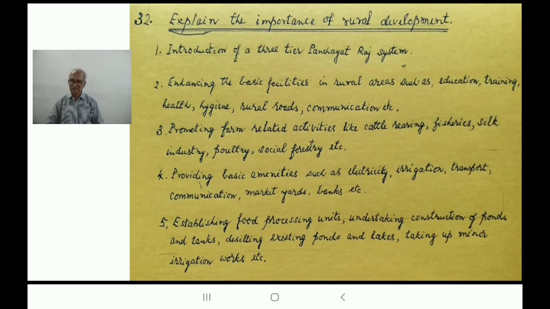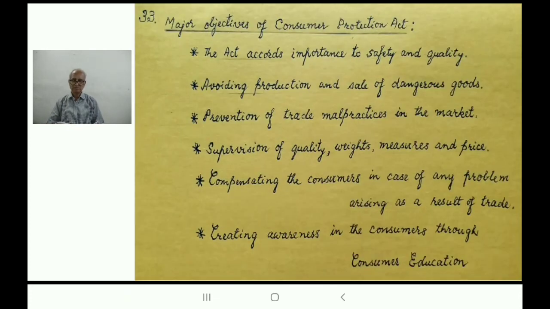We'll move to the next question, that 33rd one. Mention the major objectives of Consumer Protection Act. Consumer Protection Act. How can you look into the safety of the consumers? What are they? First one, the Act accords importance to safety and quality. Whatever food items or machines or producers you get in the market, they should be of quality and they should be safe.